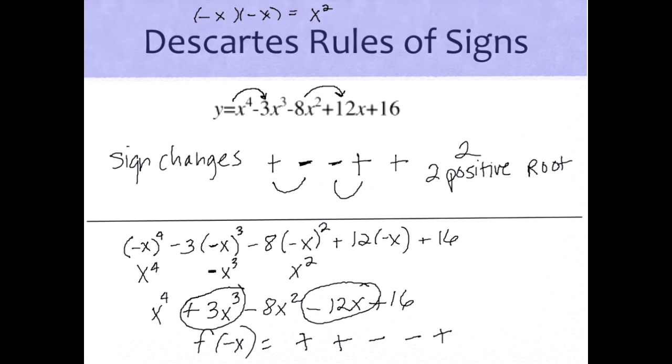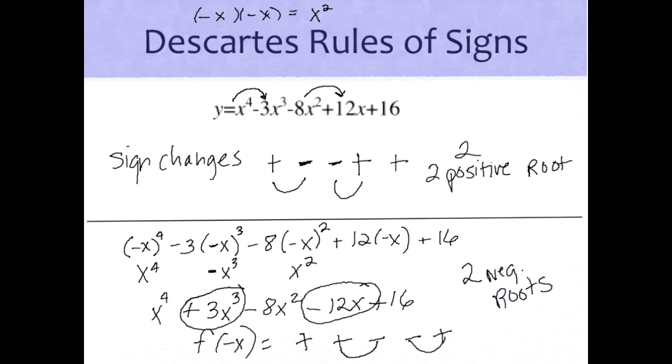So now that we have the signs, let's examine the number of sign changes. Positive to positive is not a sign change. Positive to negative, that's one sign change. Negative to negative is not a sign change. Negative to positive is a sign change. So we have two negative roots. The number of sign changes is equal to the number of roots that we have. So we have two positive roots and we have two negative roots.